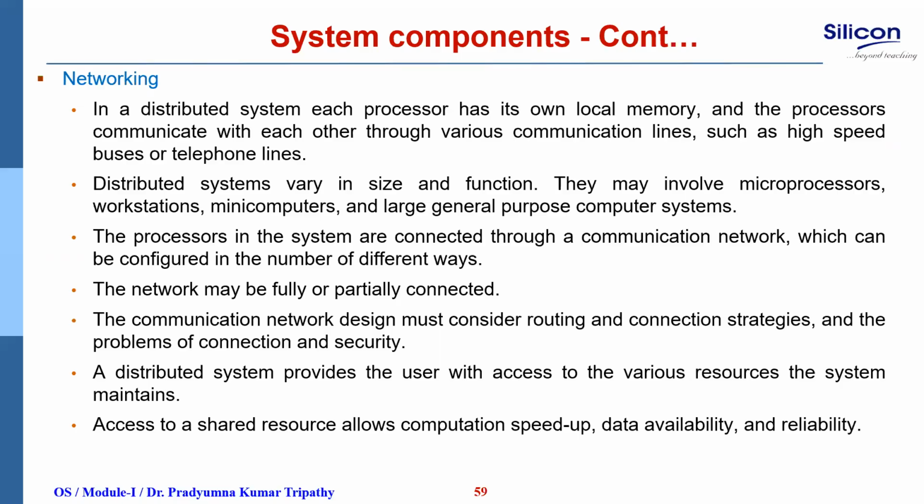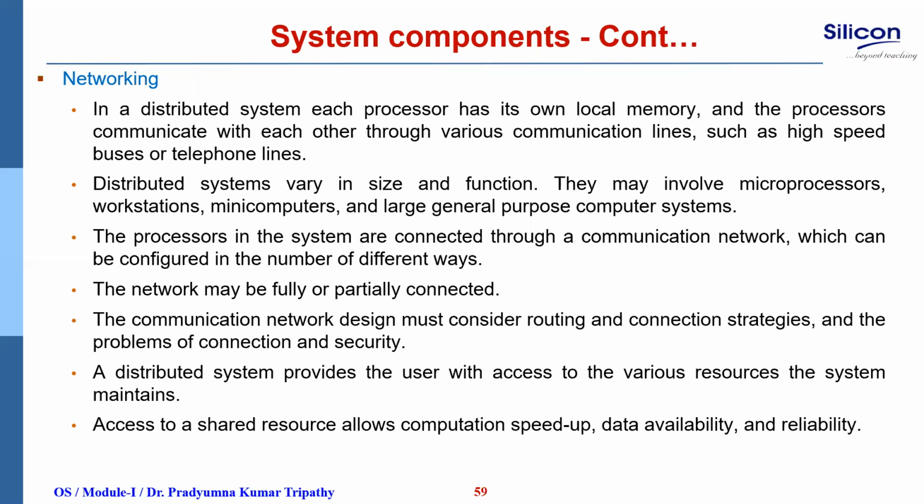So distributed systems vary in size and function. Some distributed systems may have a small number of processors and some may have a very large number of processors, and they do different functions. They may involve microprocessors, workstations, minicomputers, large general purpose computer systems, etc. In a distributed system, you don't know what the collection of these systems is. Some are microprocessors, workstations, minicomputers, and they might be connected.